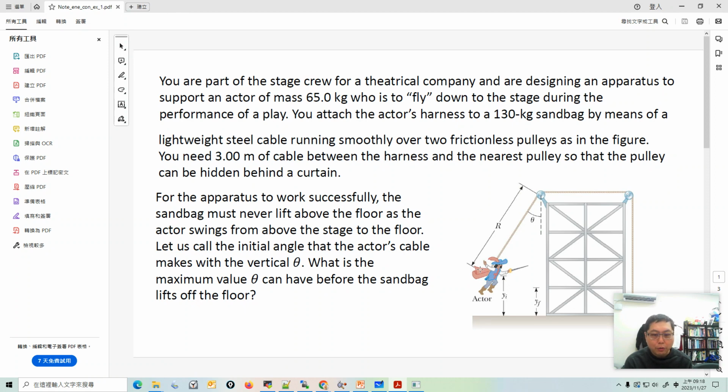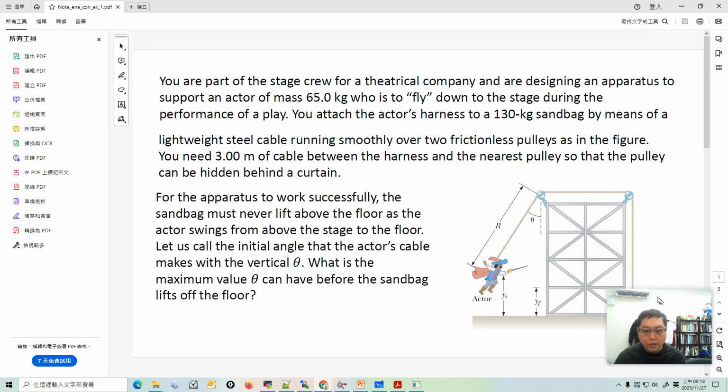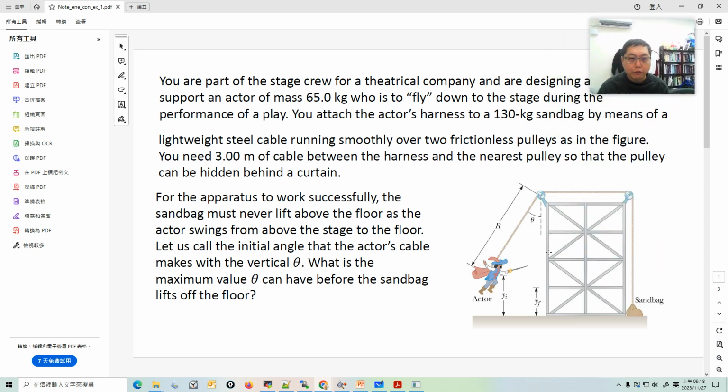So the problem description is that there is an actor here, and he wants to do some performance. He wants to swing from its initial position I here to the final position F, and during this performance, he doesn't want the sandbag to lift up.